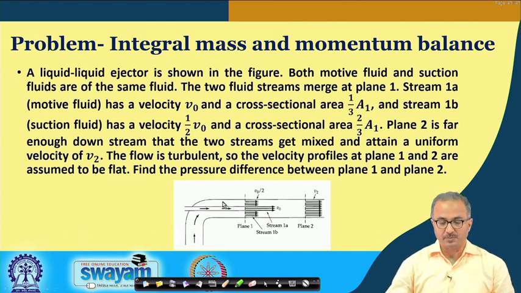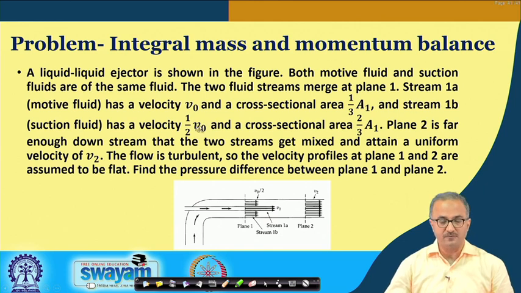In this particular problem we have been told that the two fluid streams are of the same fluid and they merge at a plane 1. So here you see this is plane 1. This plane 1 is situated right after the inner tube. One liquid is coming from here, another is coming from here, and then they mix together.